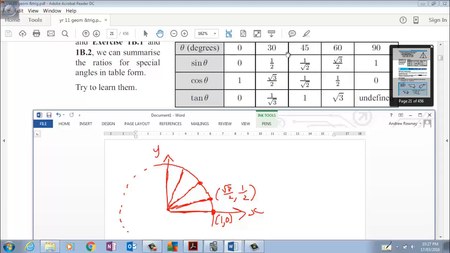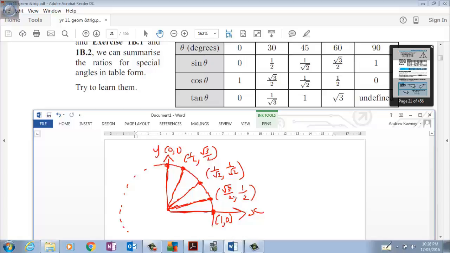The 45, if you look up here, is (1/√2, 1/√2). 60 degree, looking up here, the cos is 1/2, the sine is √3/2, and the 90 degree is (0, 1), because up here cos is 0 and sine is 1. Now that just does the first quadrant.